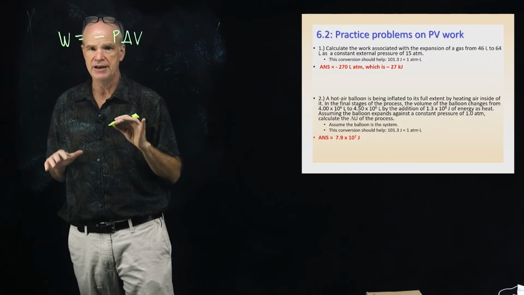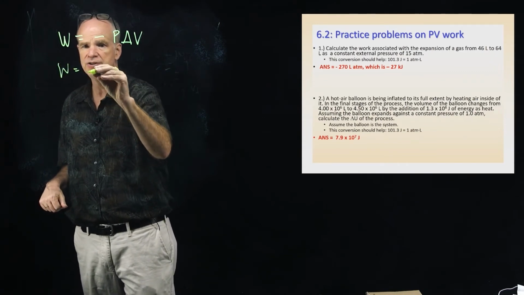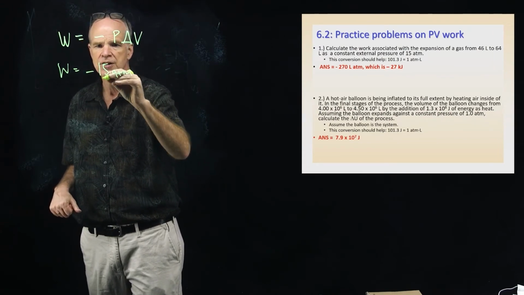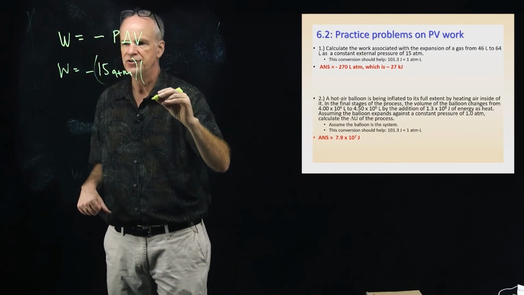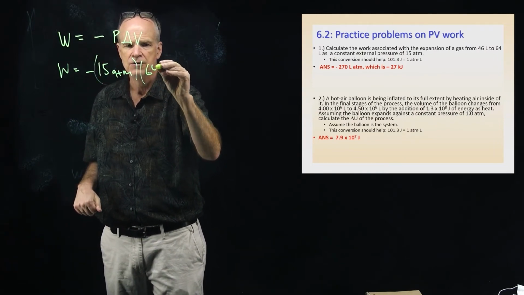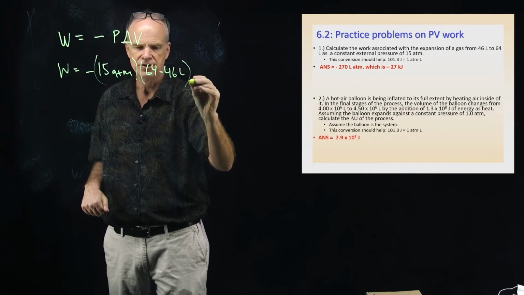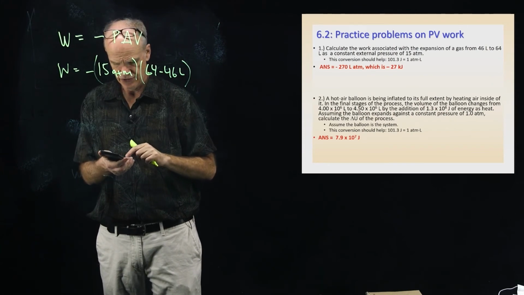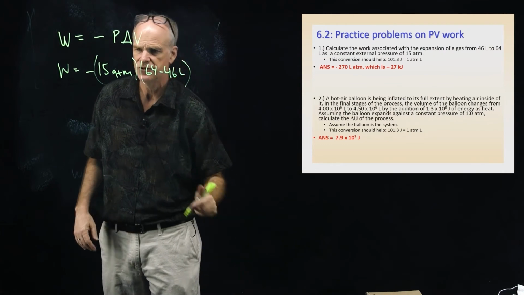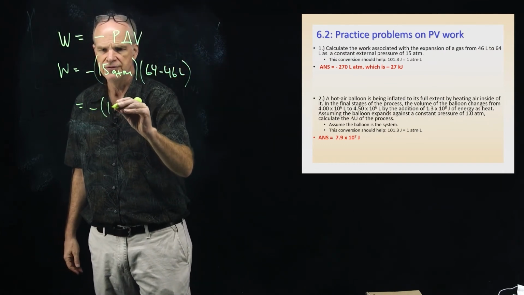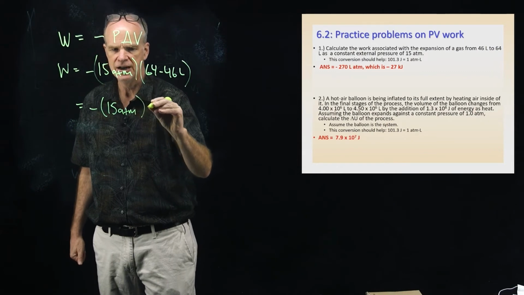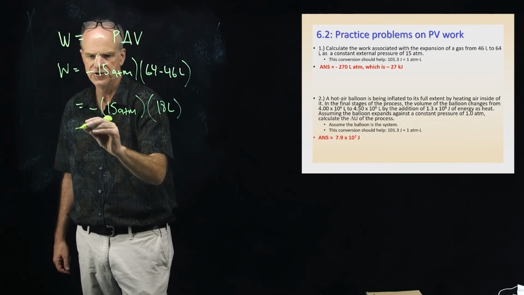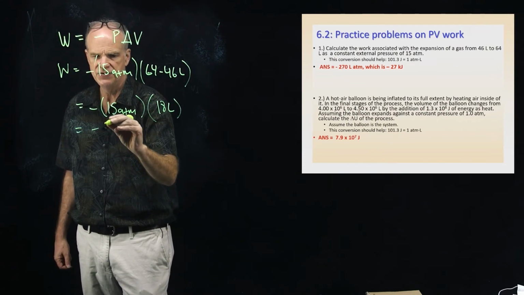Okay, so let's go ahead and put in some terms here. W is equal to negative P. The pressure here is 15 atmospheres. And then the volume change is what? It's 64 minus 46 liters. Let me go ahead and work that out. 64 minus 46, so I get 18. So it's going to be equal to negative 15 atmospheres times the change of volume, which is 18 liters. You can multiply those two numbers together, and what you get is negative 270.